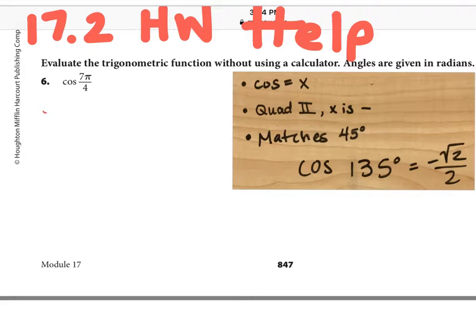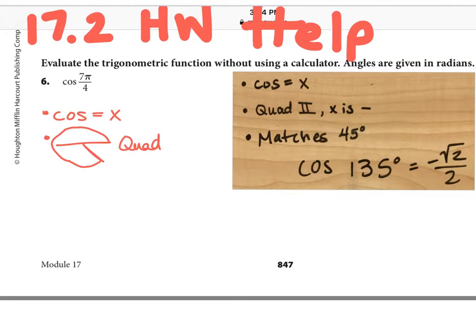So the first thing we want to do is figure out, or just label what we're talking about. So cosine we know is x. So we're looking at the x value. 7 pi over 4, that's almost 2 pi. So if you count by fourths, that's 1, 2, 3, 4, 5, 6, 7. So we're like over here. That means we're in the fourth quadrant. So we're in quadrant 4.